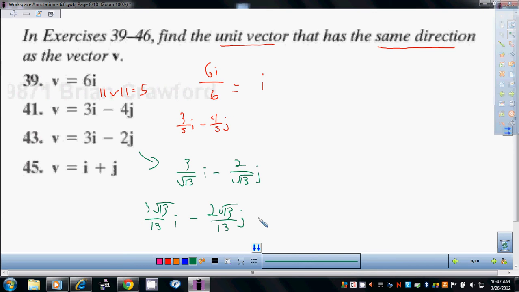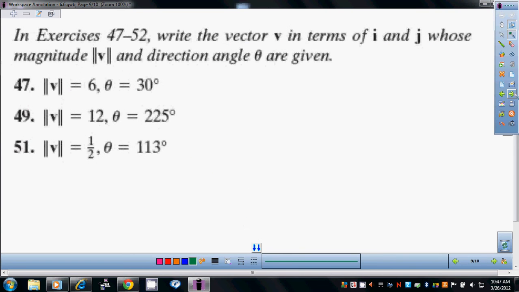Good. Questions about anything you see? Fantastic. We're almost done. Does anybody need me to leave this on the board for a moment? Last slide. Write the vector in terms of i and j, whose magnitude is 6 and whose angle is given.